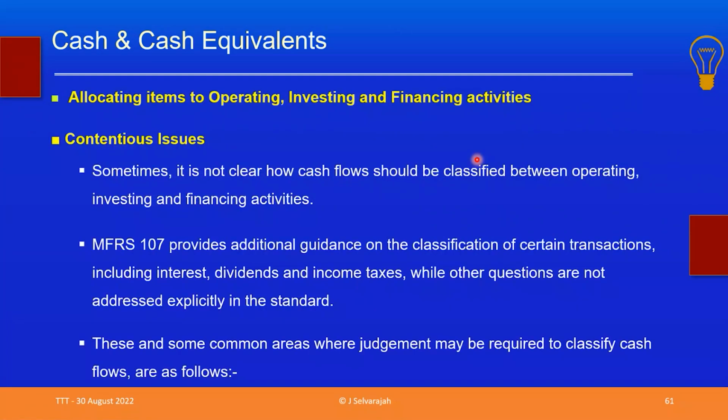Next one, contentious issues, on how to allocate the item to operating or investing and financing activities. Now, before that, there are some questions. I will address them. All right, so the first one was preferred shares. Are they liability or equity? They are either. How does it work?